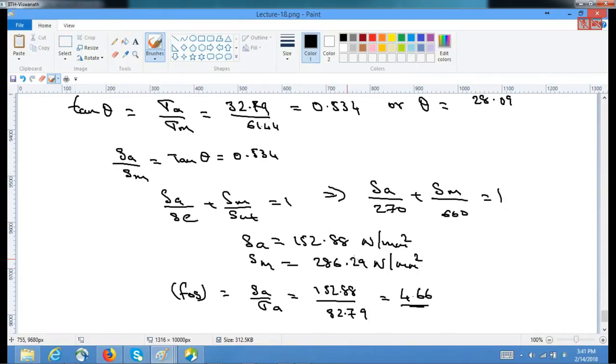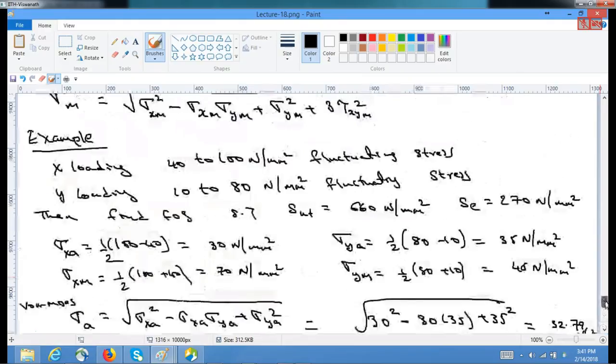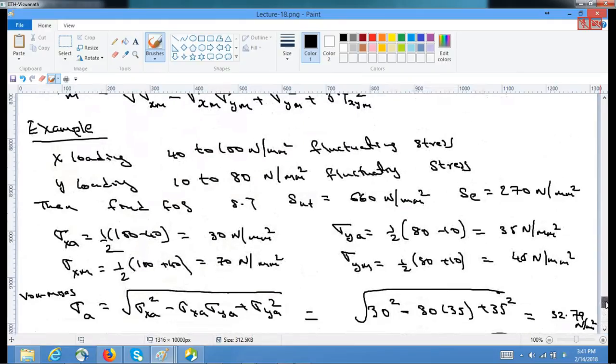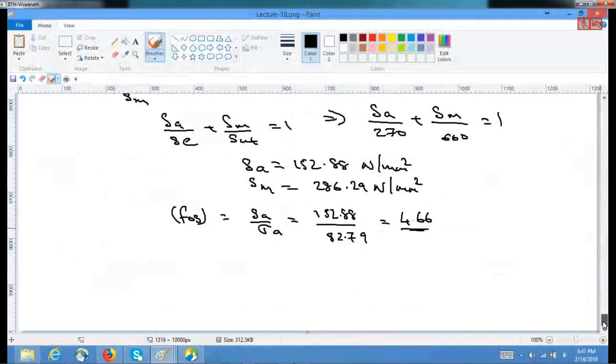So with this, we have looked into stresses under combined loading as well. With this, it will finish our chapter on the fluctuating stresses. In the next class, we will start on welding as well as riveted joints.